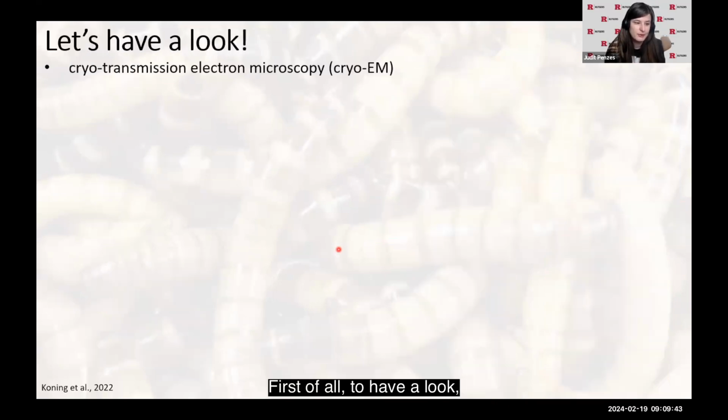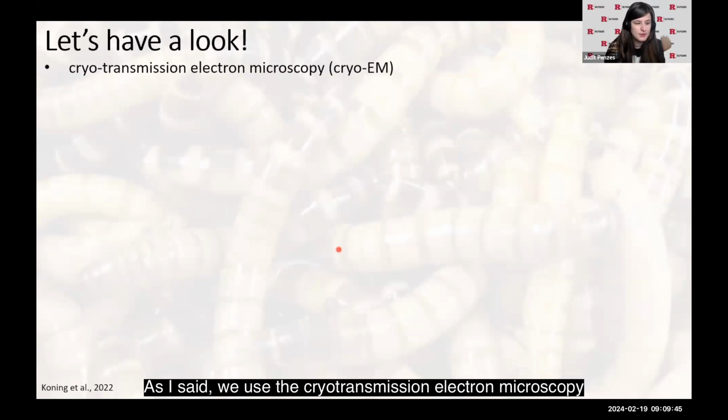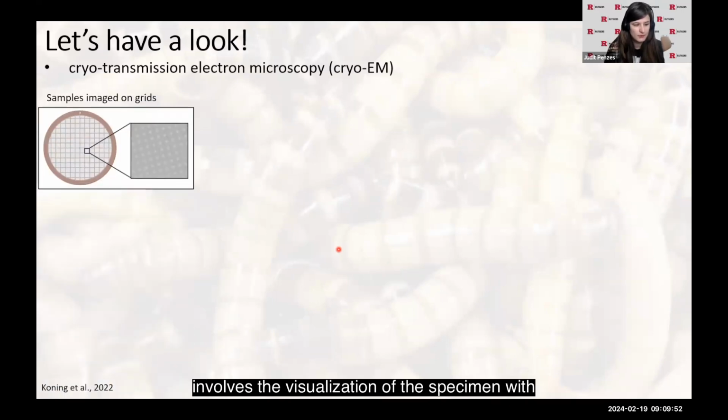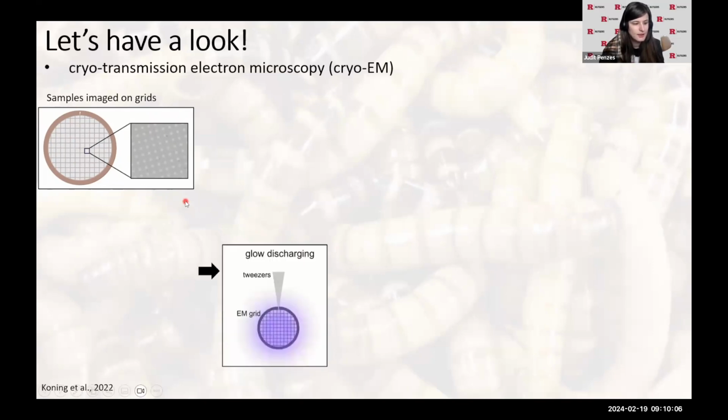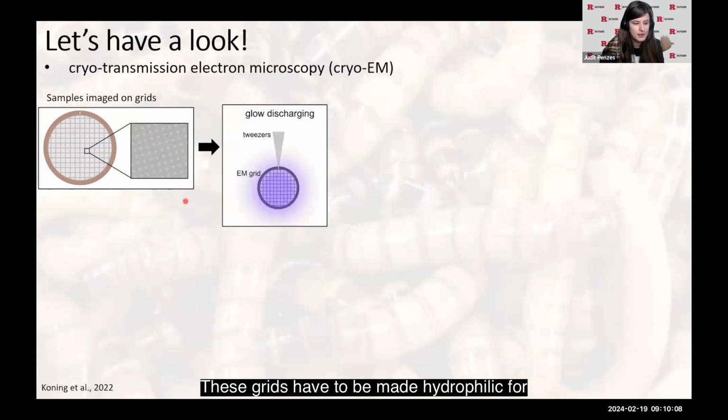First of all, to have a look, as I said, we used a cryo-transmission electron microscopy, or cryo-EM, approach. This methodology involves the visualization of the specimen with an electron beam on an electron microscopy grid that is covered by a thin carbon foil which contains evenly spaced holes. These grids have to be made hydrophilic in order for an even distribution of the sample on them.